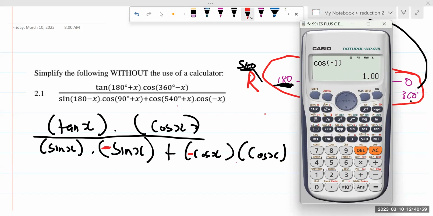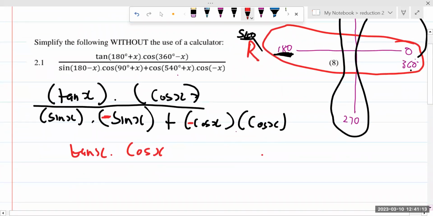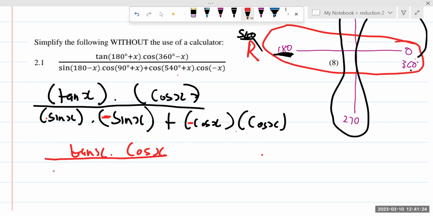The next thing that we're going to deal with here are the signs. Let's go and deal with the signs. On our numerator, we have a positive multiplied by a positive. So if we have a positive and a positive, it's going to give us the tan of x multiplied by the cos of x. And then here we're going to have a positive multiplied by a negative. What is a positive multiplied by a negative? So you're going to have all over minus the sine squared of x.